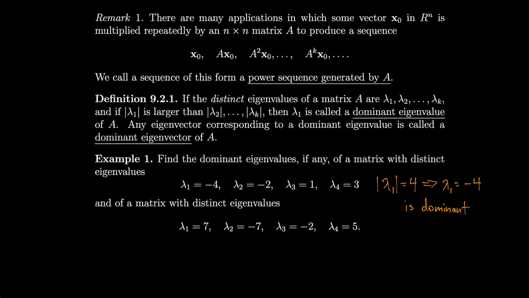For our second set, the absolute value of lambda 1 is the same as the absolute value of lambda 2, which is 7, right? These are negative 7 and 7. Since they both have the same absolute value, we have no dominant eigenvalue. One has to be strictly greater than the others in order to have a dominant one.